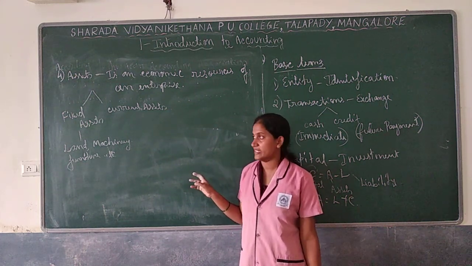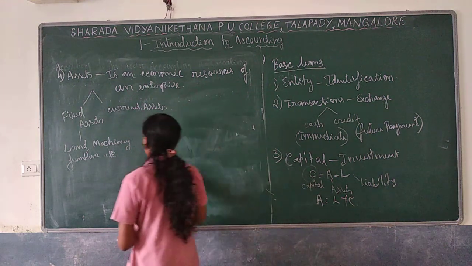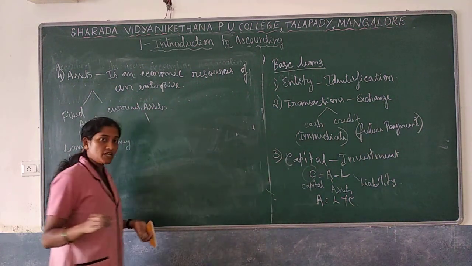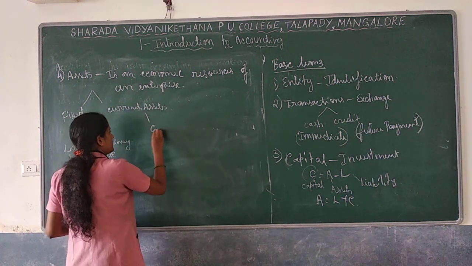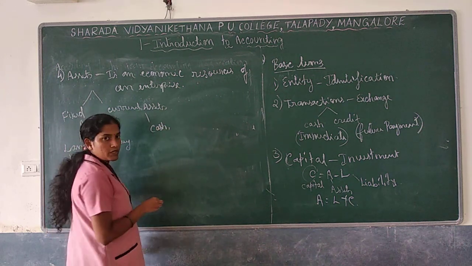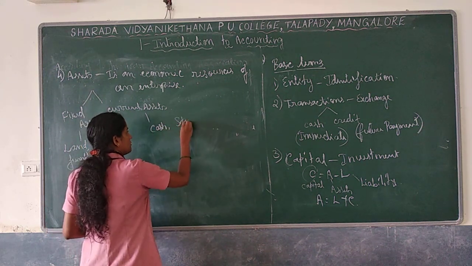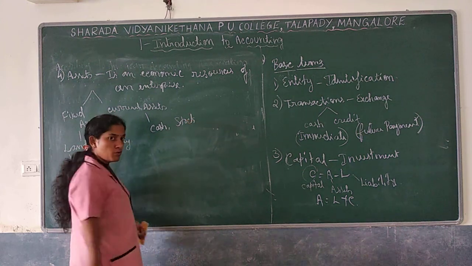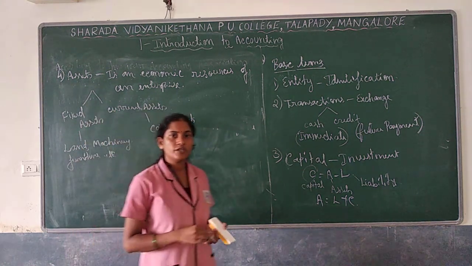So that is the fixed asset. Next we have the current asset. Current asset is nothing but an asset which lasts for a short period of time. For example, cash. Cash is a current asset, or it might be stock. Stock is nothing but goods, which cannot be stored for 10 years. Correct?